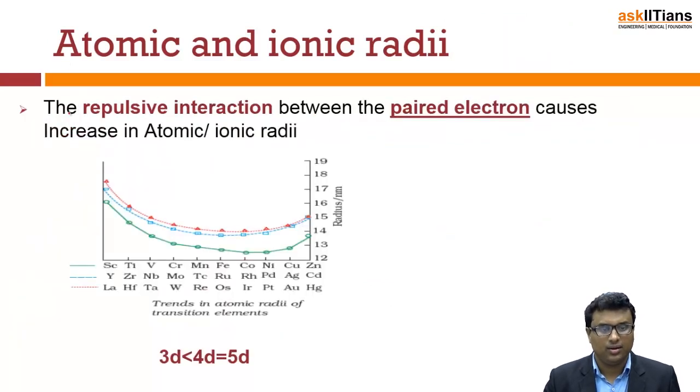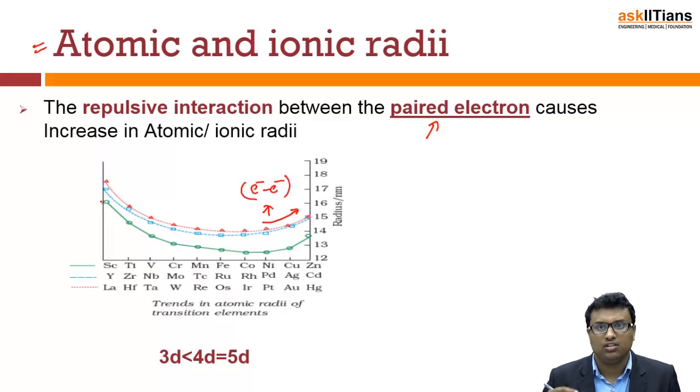So this is actually the graph of atomic and ionic radii. You can see that the repulsive interaction between the paired electrons causes an increase in atomic and ionic radii. As I go from left to right of my d block elements or transition series, it was following that logic that my radii should decrease because of increase in the effective nuclear charge. But if you go to the higher atoms, you can see there is a slight increase. Why is this slight increase taking place?